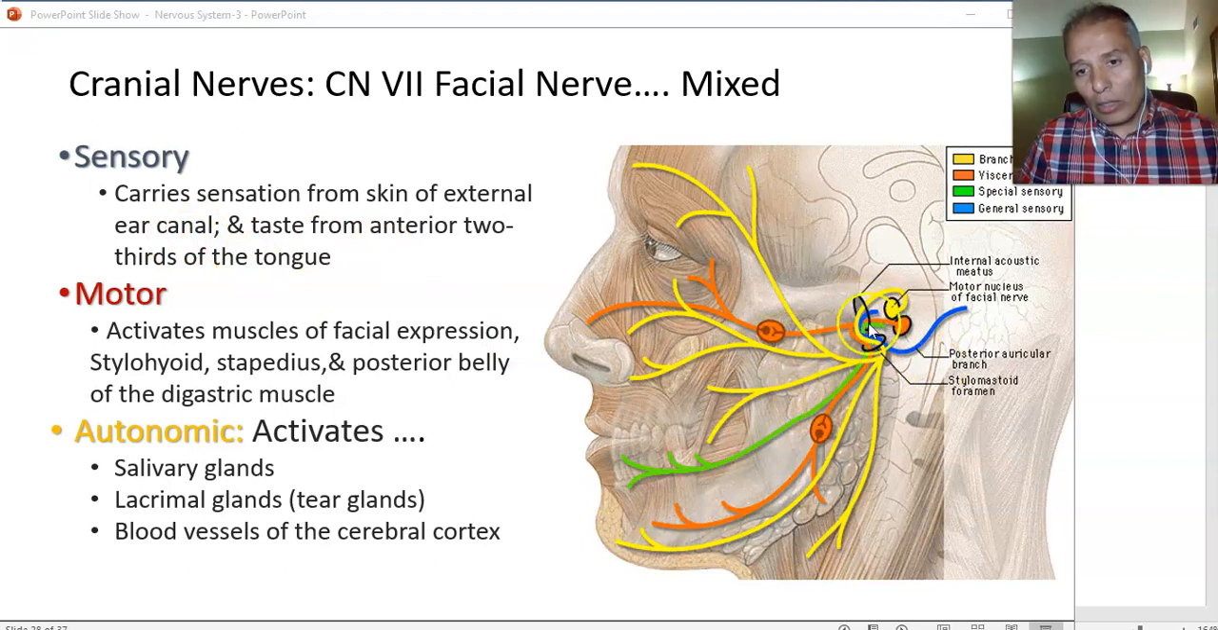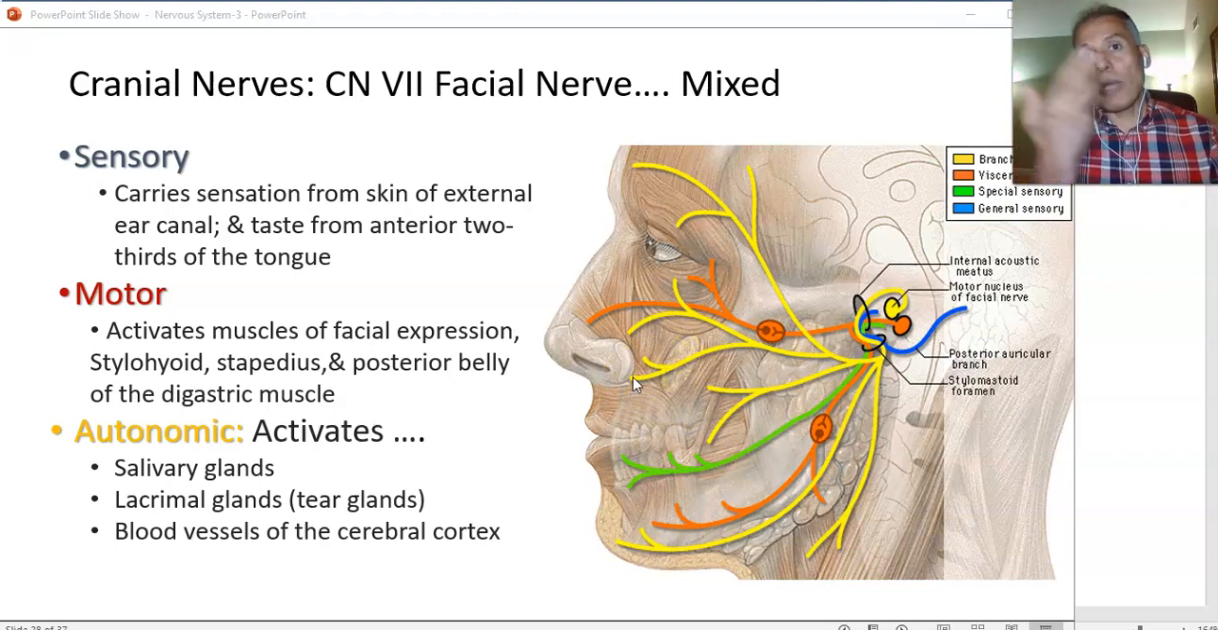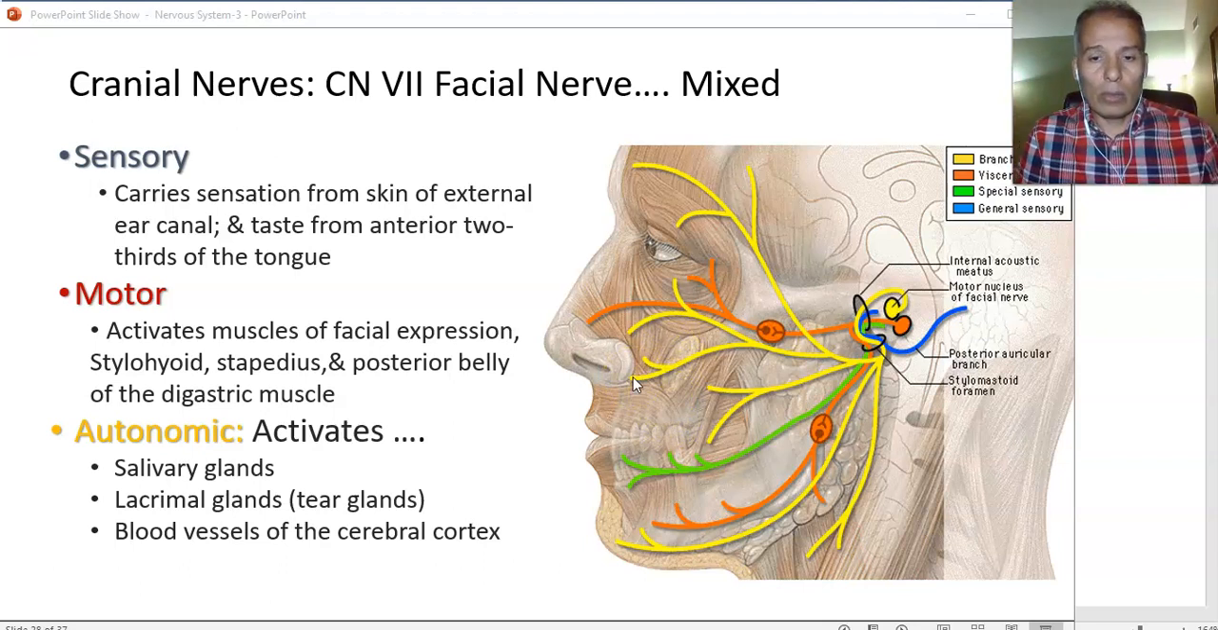And as you keep going, the green is also sensory. And also sensation of taste from the anterior 2/3 of the tongue. Okay? Anterior ear canal and the anterior 2/3 of the tongue. Then the motor branches activate the muscles of facial expression. And we discussed the muscles of facial expression back in the articulation unit. You can go back there.